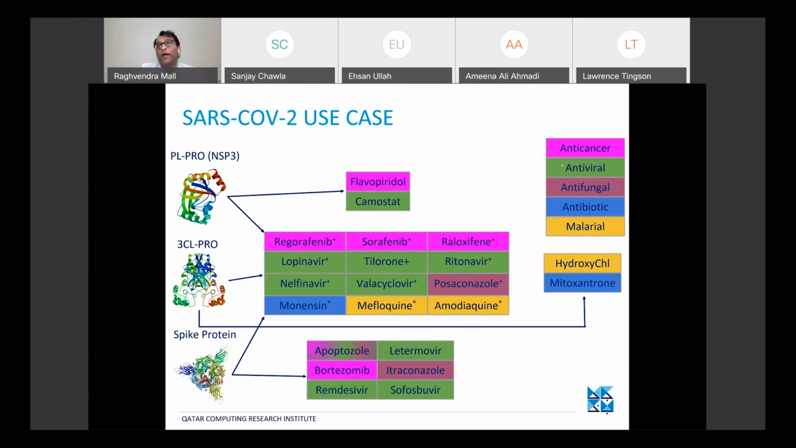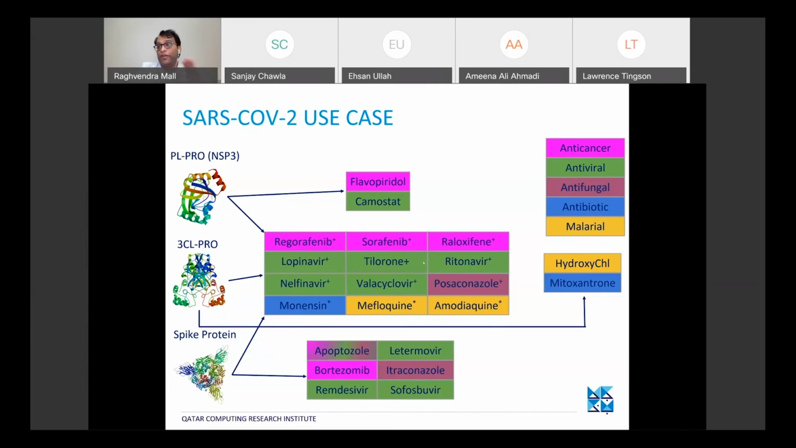What is important to highlight here is that many of these drugs are not necessarily antivirals. They are anti-cancer drugs, they can be antifungal drugs, antibiotic and malarial drugs, which can be used to target the viral proteins. So this is where the true power of drug repurposing lies. You have identified drugs which are being used in other areas and for other diseases, but they are showing that they can be effective against these viral proteins and can be used to target the SARS coronavirus.